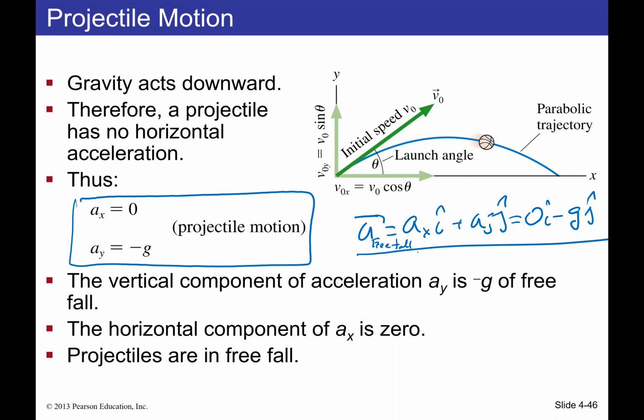Okay, that means there's no horizontal acceleration ever, and negative g acceleration in the y direction. So that's why we can assume that if those things are true, then the object here is in free fall in those two states: ax equals 0 and ay equals negative g. Only projectile motion has that. So that's why it's a free fall, because there's nothing else affecting the motion but gravity, and this is the effect only due to gravity.